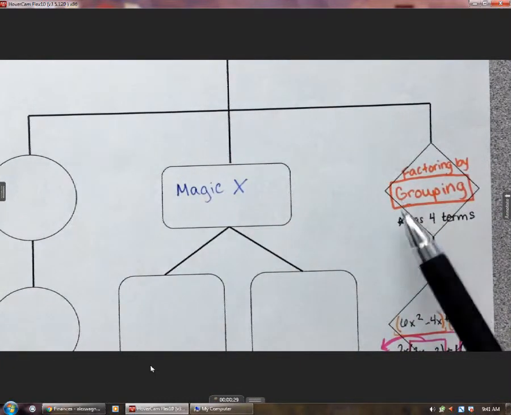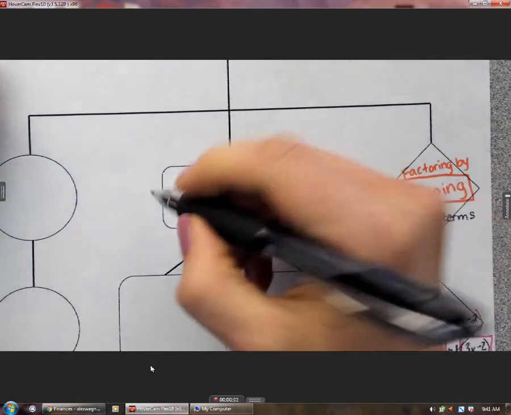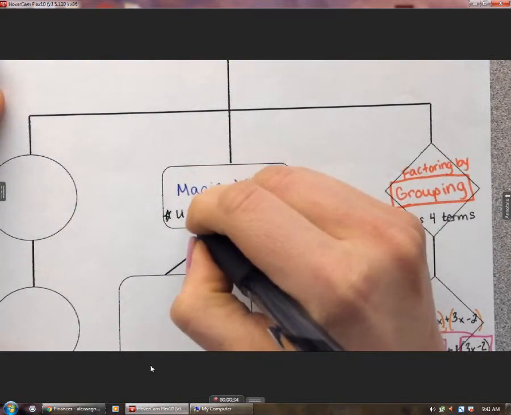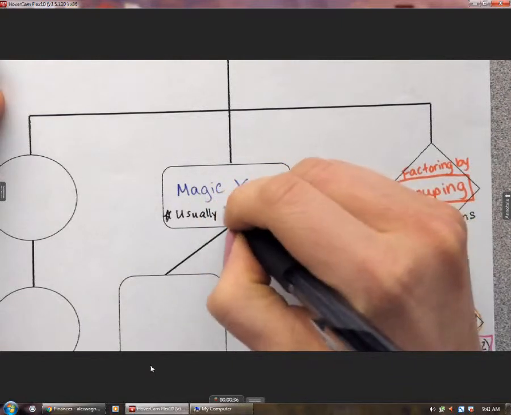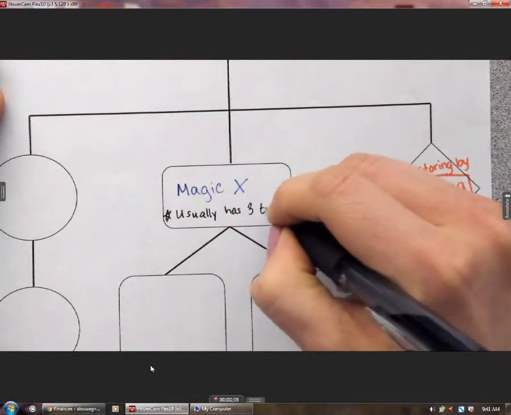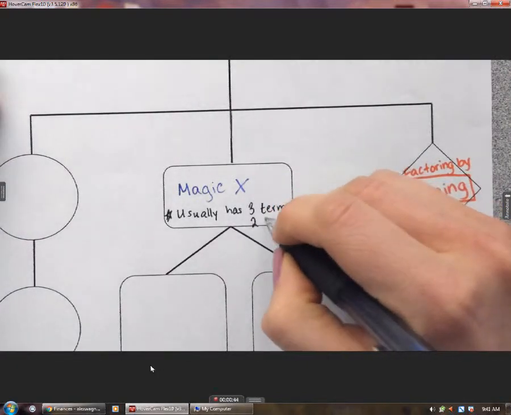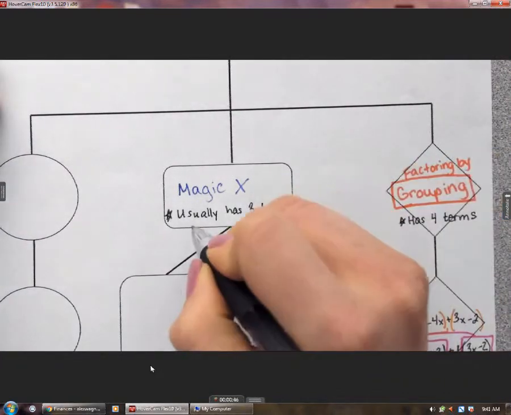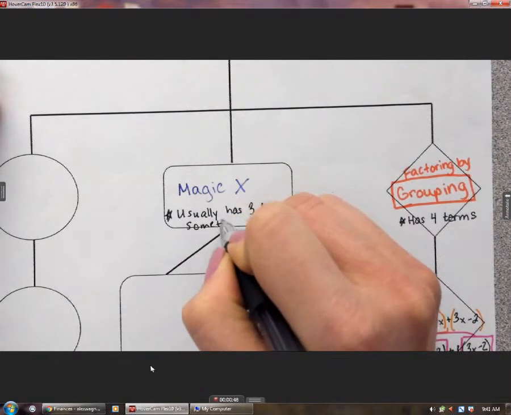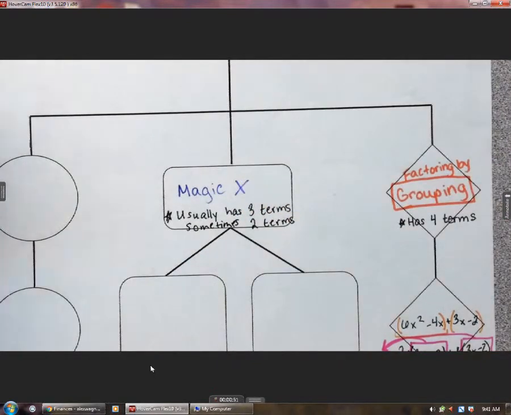We did grouping when there were 4 terms. Magic X usually has 3 terms. Sometimes it can have 2 terms. This is like the main strategy. We're going to do some practice today, and we're going to use it on Monday. This is the heart of this chapter, so this is something you really want to know. That's why I wanted to have a video for you guys so you could reference it.